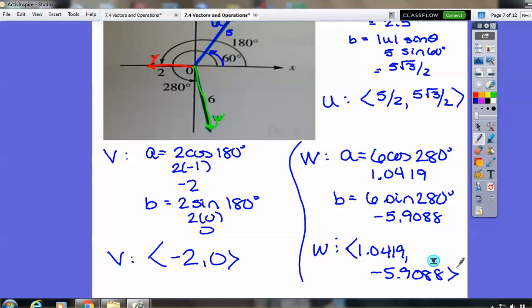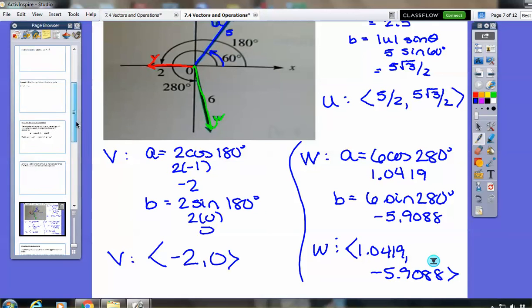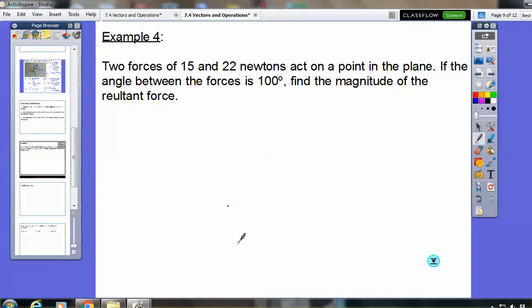It's not too bad, is it? As long as you remember which is which, it's just a matter of plugging things in. Let's look at a more interesting problem. Okay, two forces of 15 and 22 newtons act on a point in the plane.